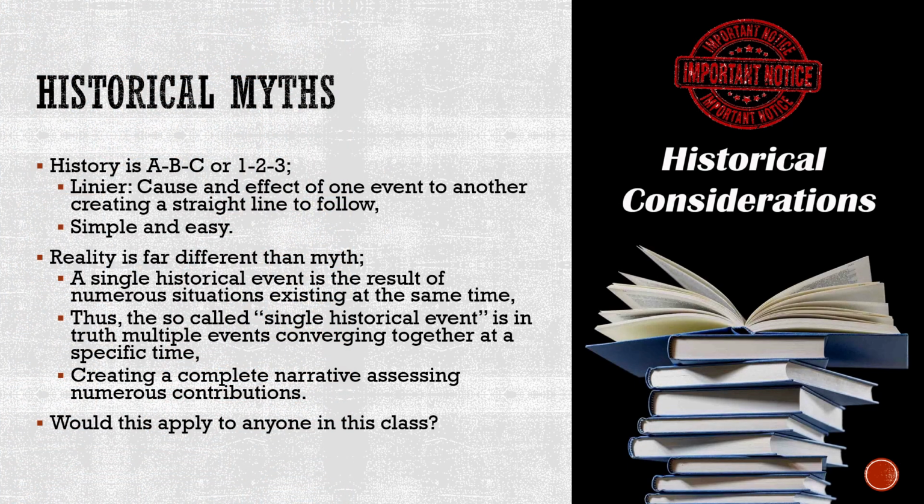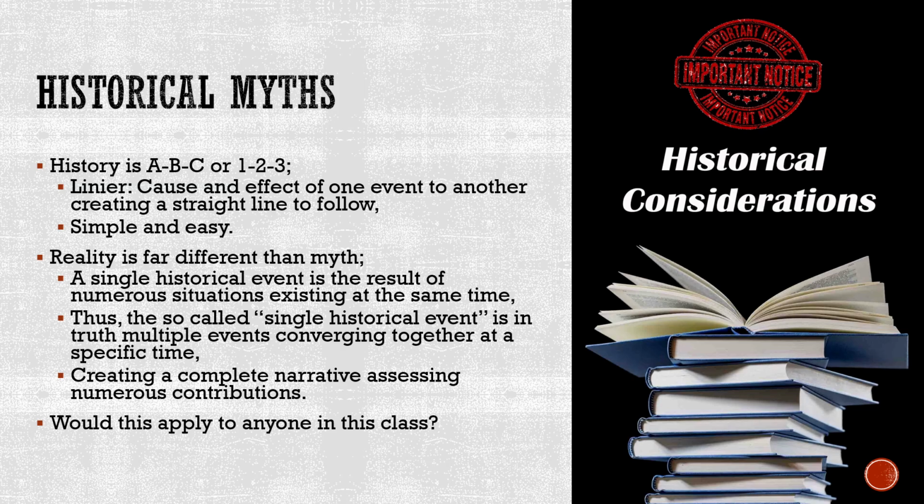So let's take a look at some historical myths. Now, the first myth is that history is linear, A, B, C, or 1, 2, 3. That there's a cause and effect of one event to another, creating a straight line to follow. In short, a very simple and easy way of looking at the world around us. However, reality is far different than myth.